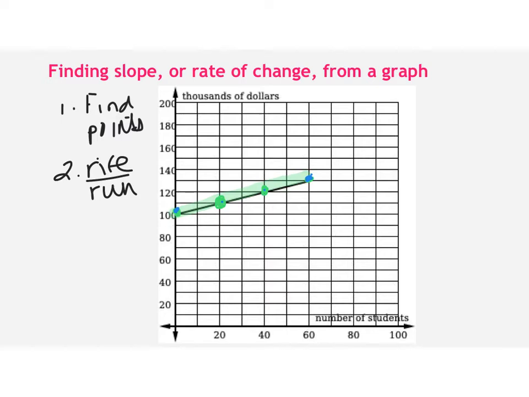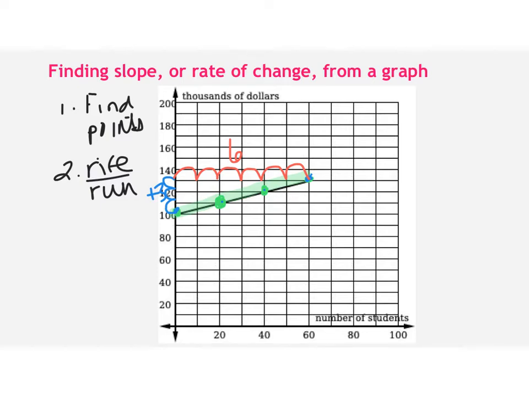By the rise, I mean how far do I have to climb up to get on the same level as this point? So I have to climb up 1, 2, 3. And then I have to go over 1, 2, 3, 4, 5, 6 spaces. So we might be tempted to say that my rise over my run is 3 over 6. However, I've really got to pay attention to the axis.